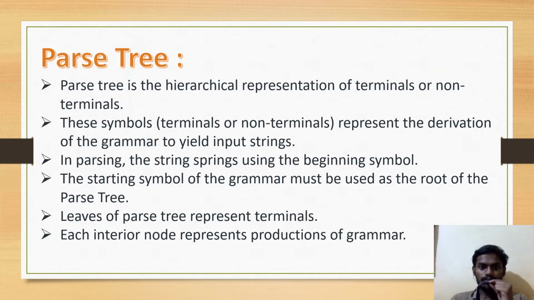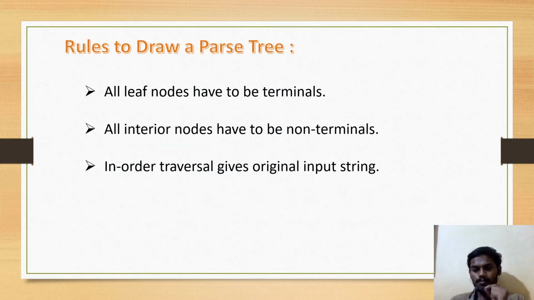Parse tree. Parse tree is the hierarchical representation of terminal or non-terminal. This symbol represents the derivation of the grammar to yield input strings. In parsing, the string is derived using the beginning symbol. The starting symbol of the grammar must be used as the root of the parse tree. Leaves of the parse tree represent terminals. Each interior node represents productions of grammars.